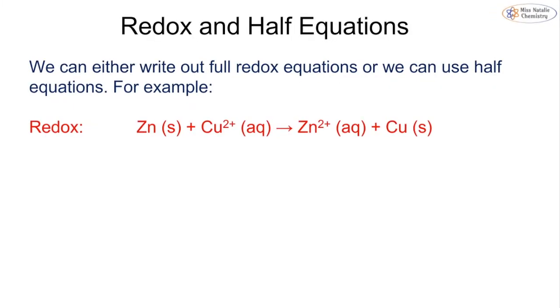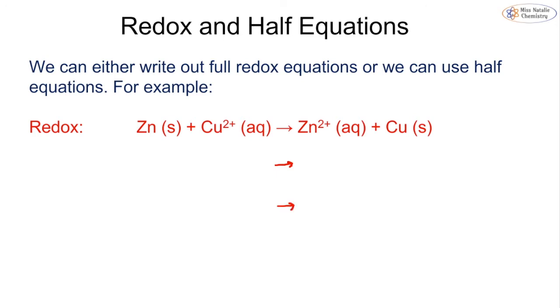Now we have to be able to write out a full redox equation or look at the half equations that show us just the oxidation reaction or just the reduction reaction. So we're going to look at an example of how we identify what's being oxidized and reduced, and then how we write this out. So in this reaction, I have got zinc atoms reacting with copper ions to give us zinc ions and copper atoms. Now the first thing that we should do here is we should split it down into two separate equations, each focusing on one of the elements.